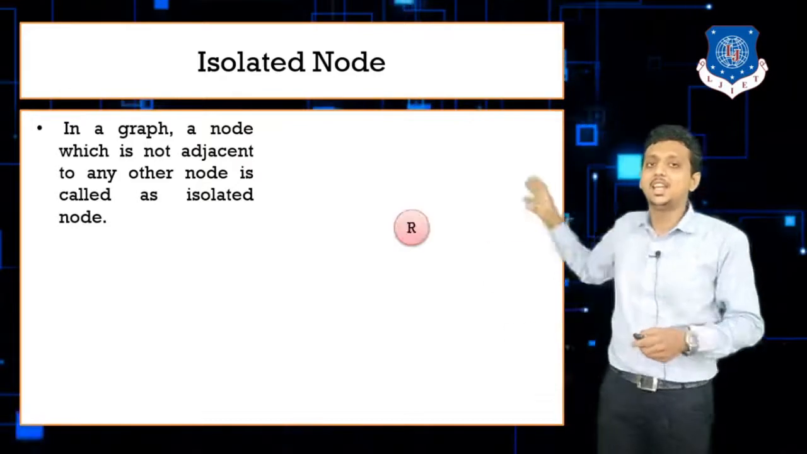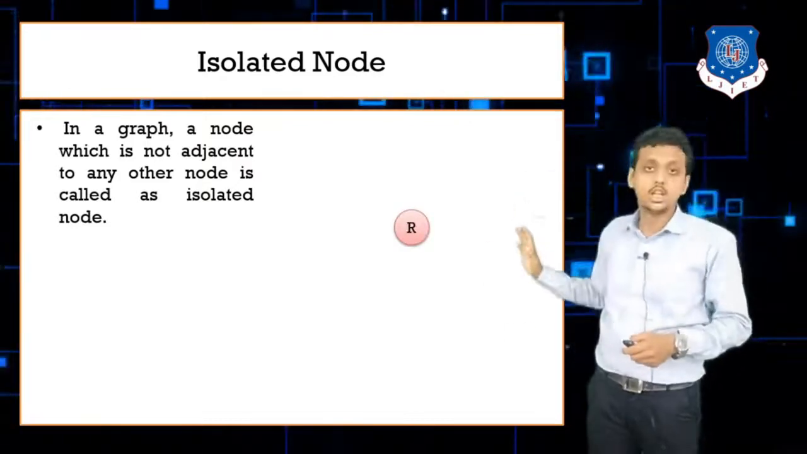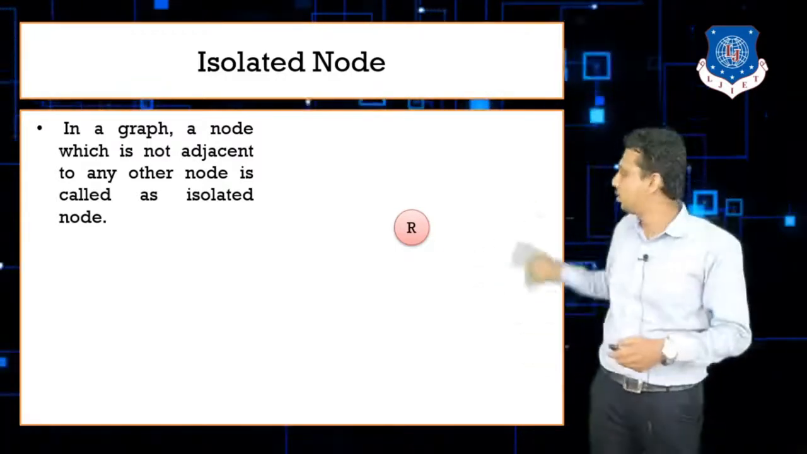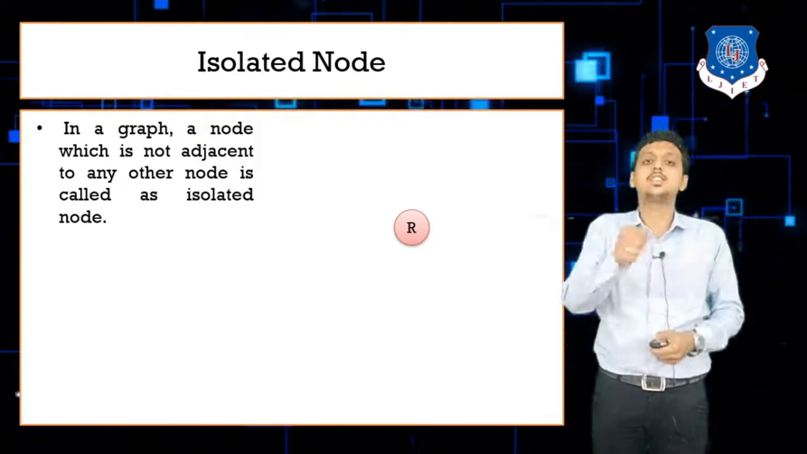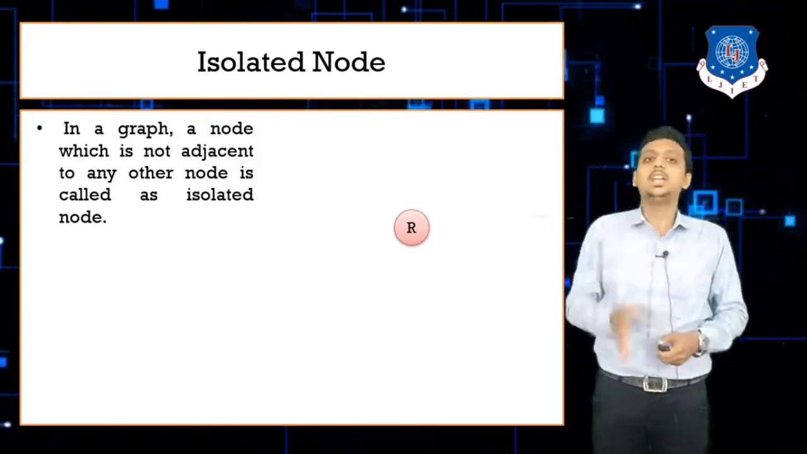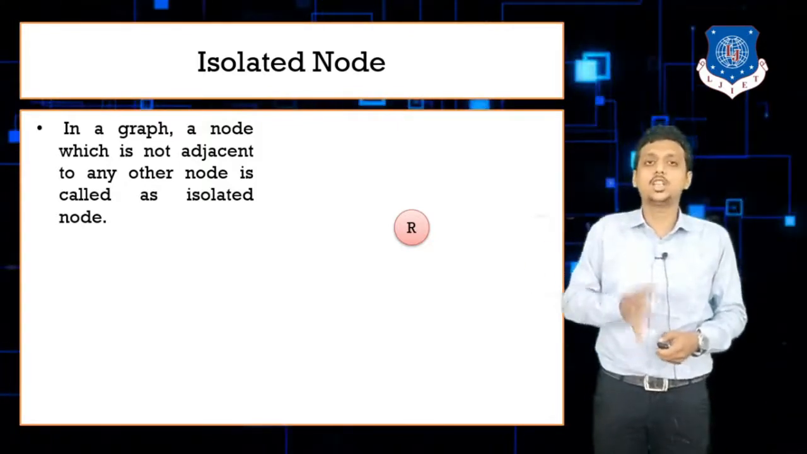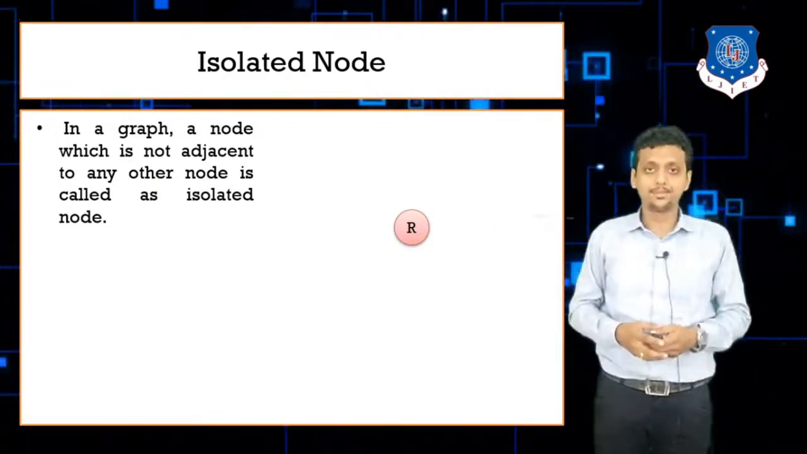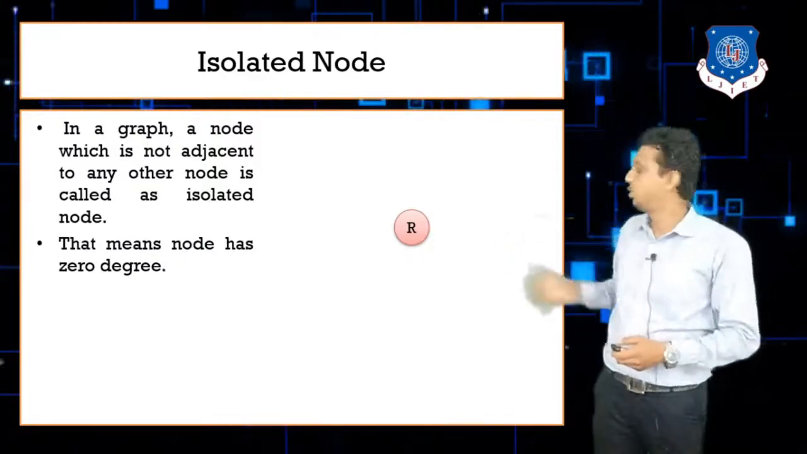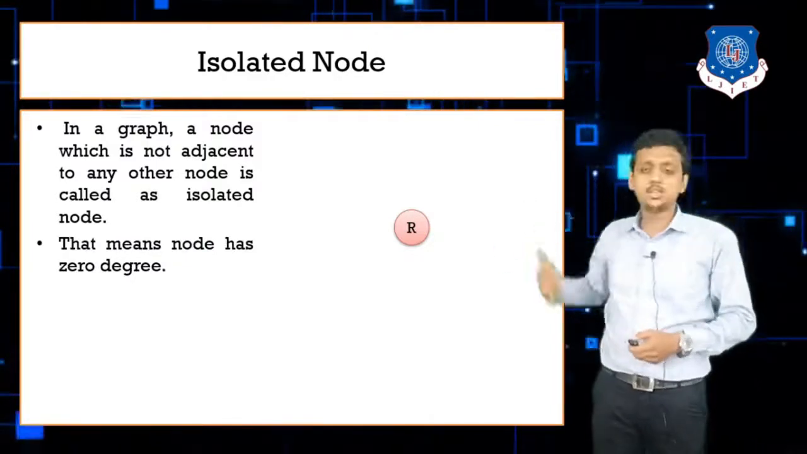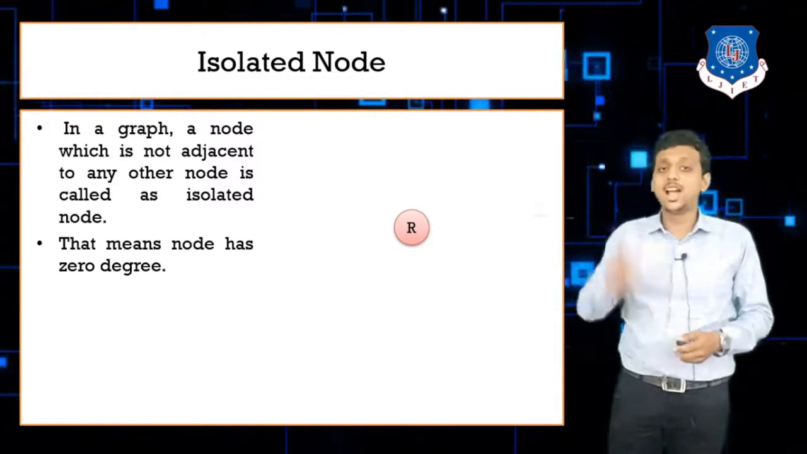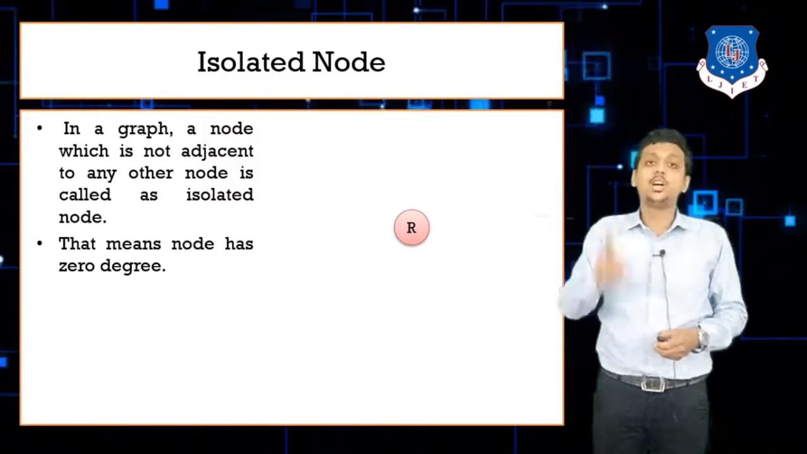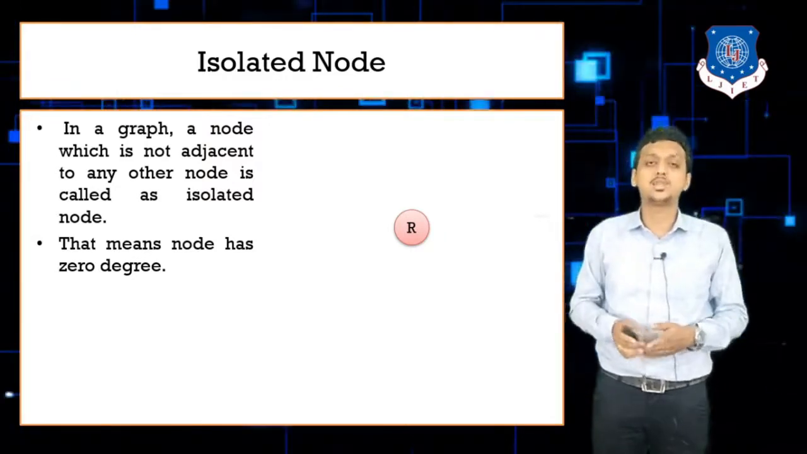Same like that, here node R is not connected with any other node, so this node is known as an isolated node because it does not have any adjacent node or neighbor node. That means the node has 0 degree. See, how many degrees for node R? 0. That means an isolated node contains degree 0. If a node contains 0 degree, then it's known as an isolated node.